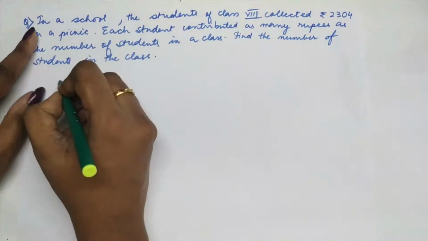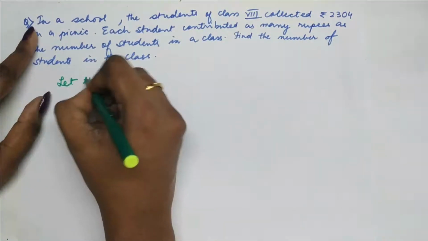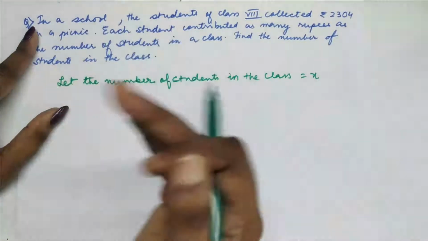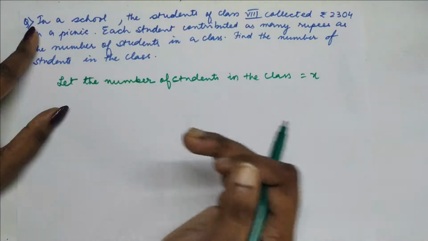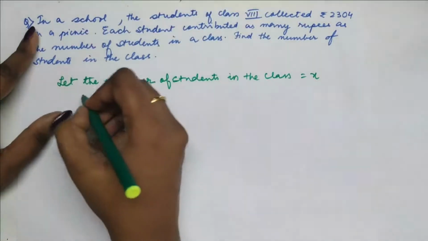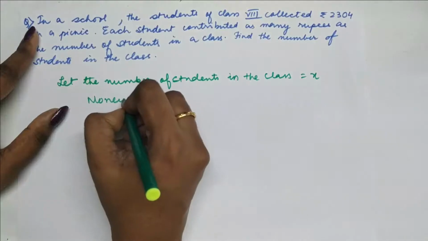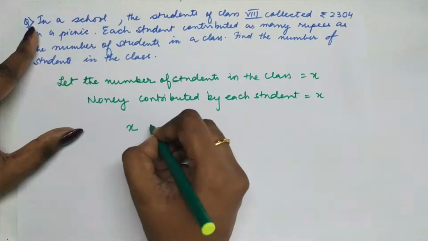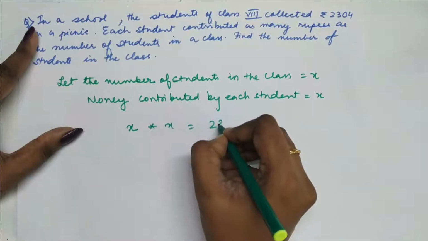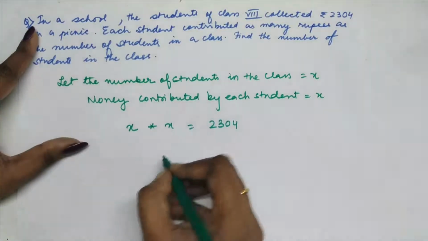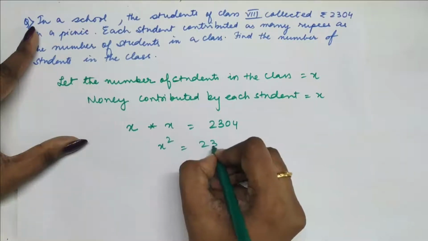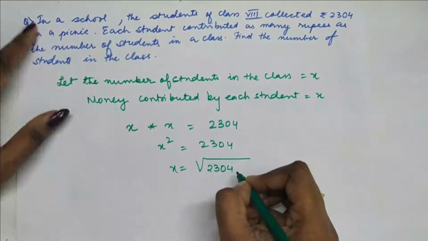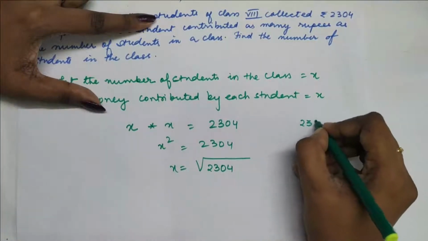So here, let the number of students in the class be x. It's written that each student gave as much money as the number of students, so money contributed is also x. Therefore x into x gives me 2304 rupees. That is, I have to get x square. So obviously I have to do the square root of 2304. So let us do that.